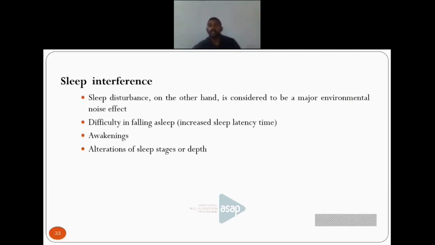And next is awakening. In between, if there is higher noise, like a train passing, he will surely wake up and his sleep may get disturbed. And the next is the alteration of sleep stages or depth. If you have a good environment to sleep, we can sleep comfortably without any disturbance, and the sleep will be comfortable. If there is any disturbance, the depth of sleep will surely be reduced.